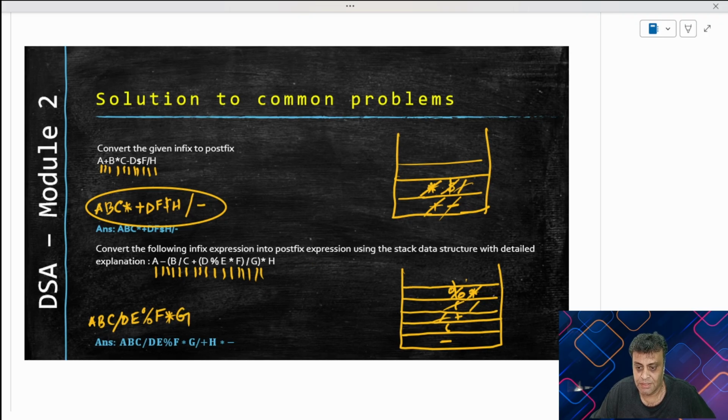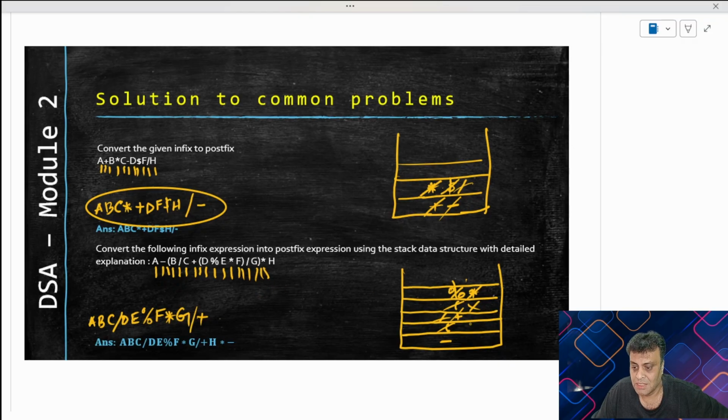Now I see a bracket. For this right bracket, I'll have to pop everything till I get the starting bracket. So I will have to pop this out, then pop plus out, and then pop this out, which is going to be discarded. Brackets are discarded, and then I'm done with the right bracket.